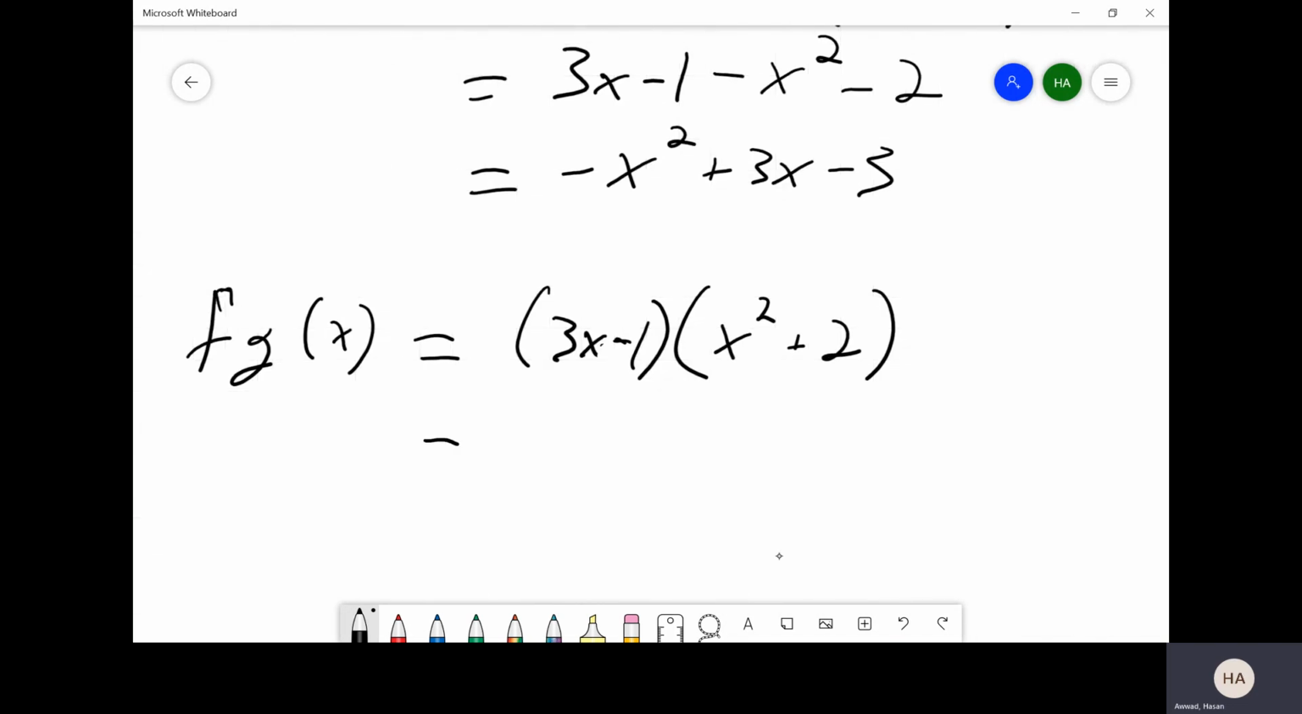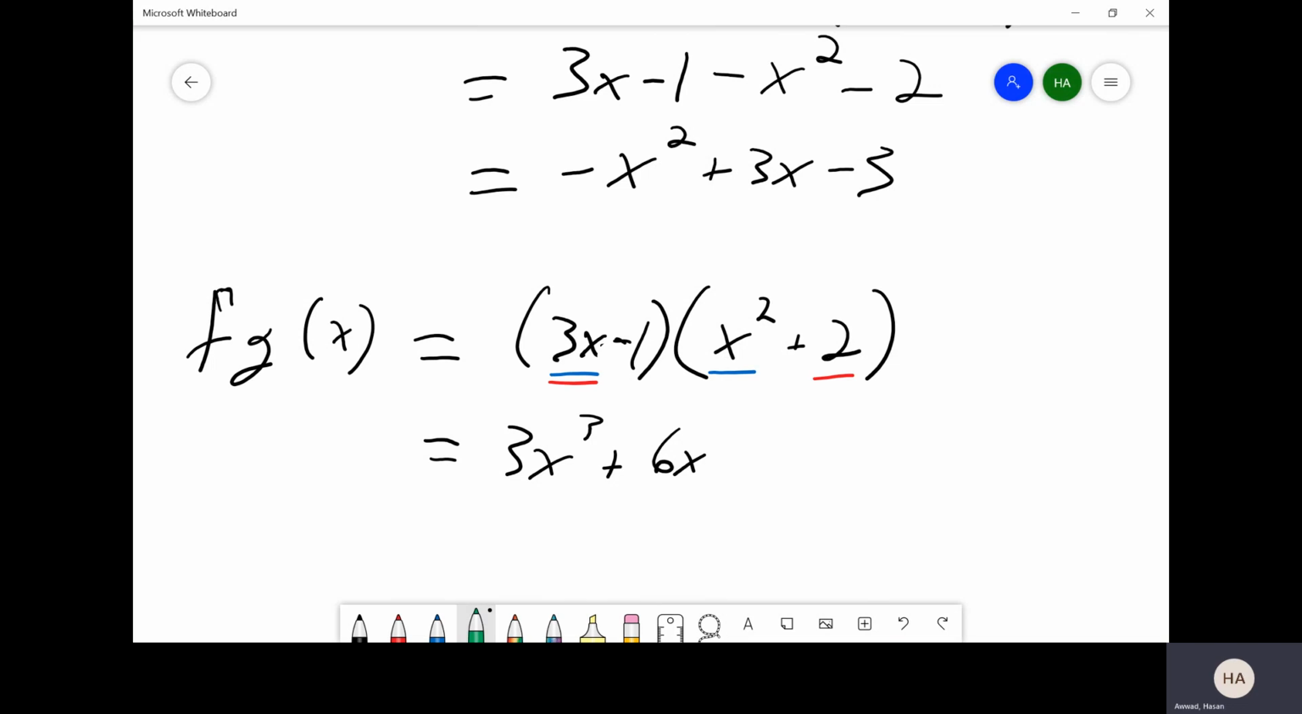So foiling, well, FOIL means first, outside, inside, last, right? That's how you distribute when you're multiplying two terms against two terms. So doing the first term, I'm going to write these all in different colors. First term is positive 3x times positive x squared. So that's going to give us 3x cubed. Okay, so that was first. Now we do outside. So outside is 3x and the positive 2. So that's going to give us plus 6x, right? You're just multiplying the 2 times the coefficient of x, so 2 times 3x is 6x.